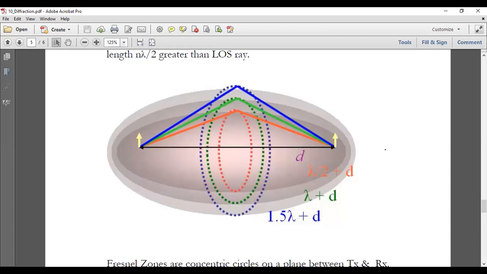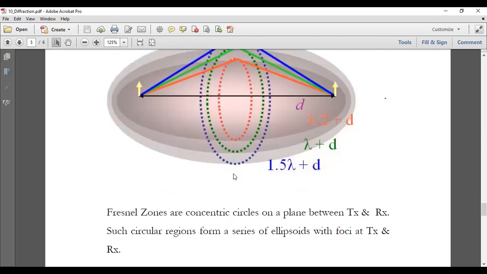The green one gives you the second Fresnel zone. The blue one, the third Fresnel zone. And so on. You have different Fresnel zones with different numbers. But the first Fresnel zone, remember, creates an additional path of lambda by 2, as marked here in orange, d plus lambda by 2. The green one, d plus lambda, blue, d plus 3 lambda by 2. Of course, the fourth one would be d plus twice lambda, and so on. So this way you have some Fresnel zones.